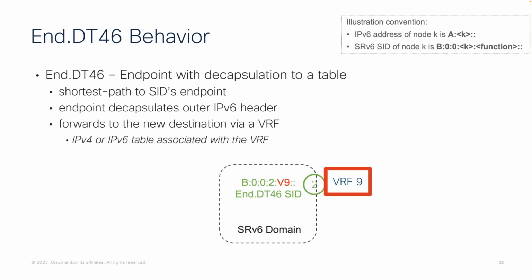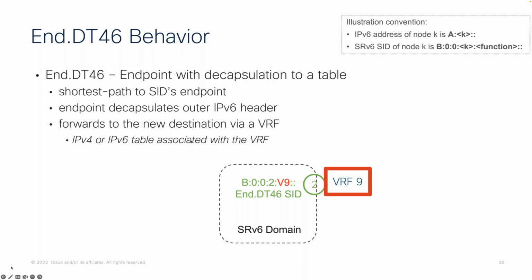Let's take a look at some use cases. And for those, I'm going to introduce another behavior, End.DT46. Okay, so we've got our End behavior, End.X. Now I'm giving a third one, End.DT46. So this SID, B002V9, and of course V9 isn't an address that you'll ever see because it's not hex. I'm using it just as an identifier. It could be any value for that function.